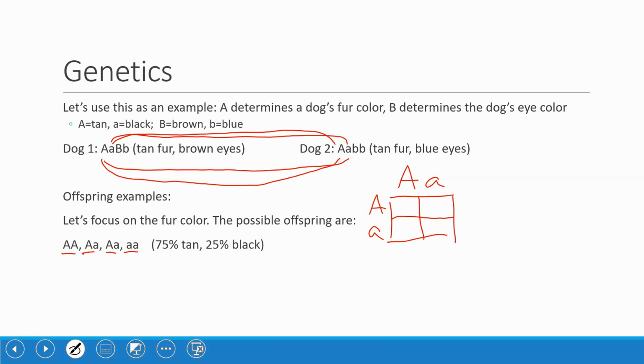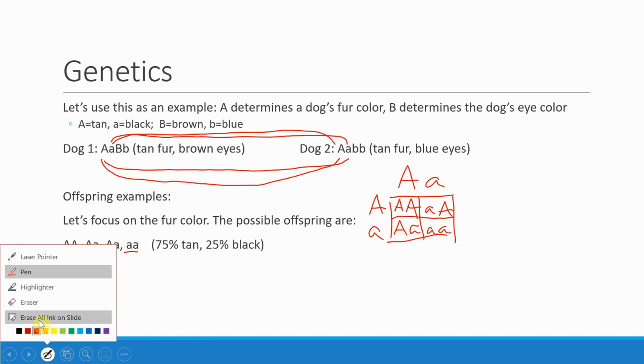So in this column here, I'm going to get the capital A from the top, and then here in each column, I'm going to get the lowercase a from the top. And now let's go across the rows. I'll get a capital A, and then from this row, I'll get a lowercase a to each. And that's how you can also get those 4 combinations.